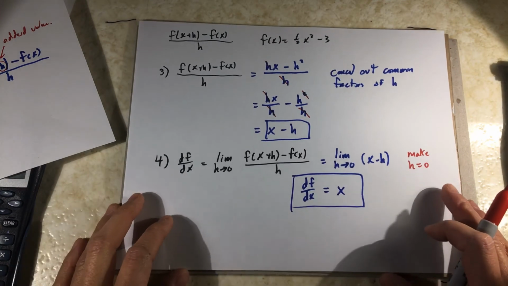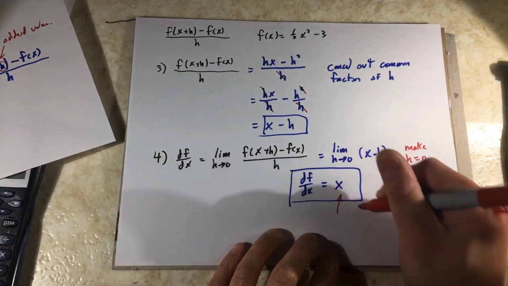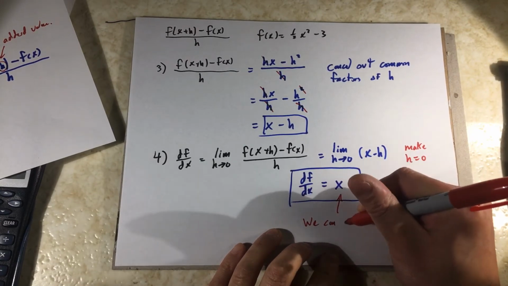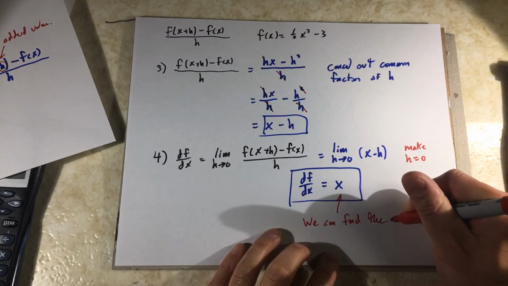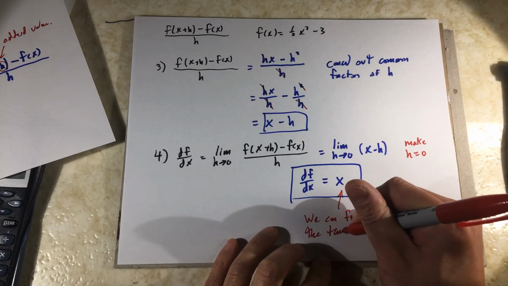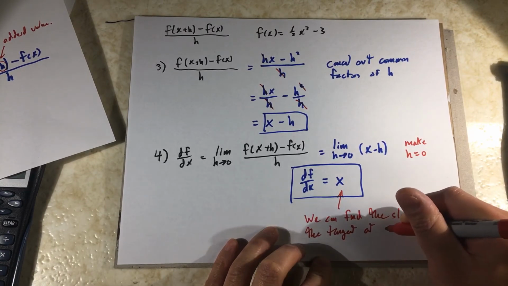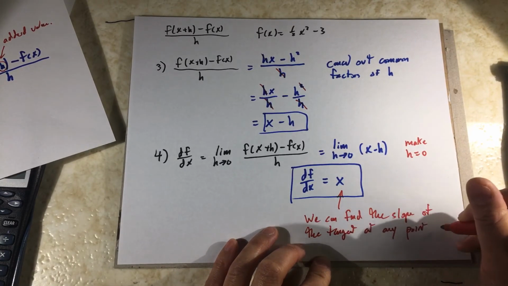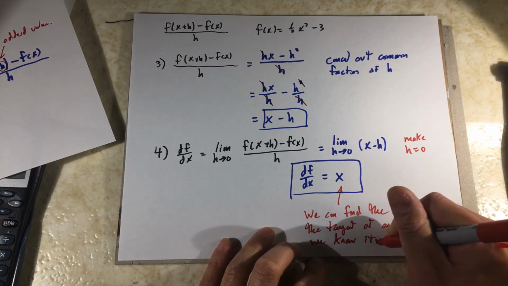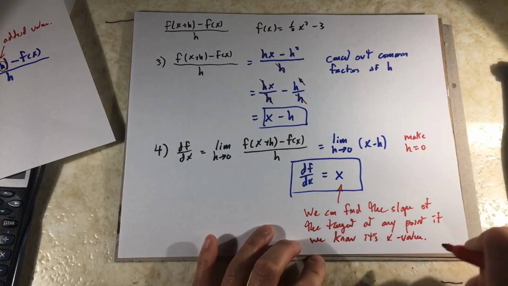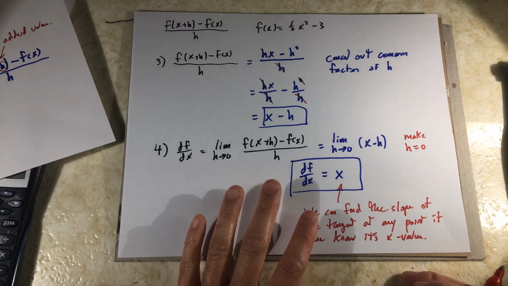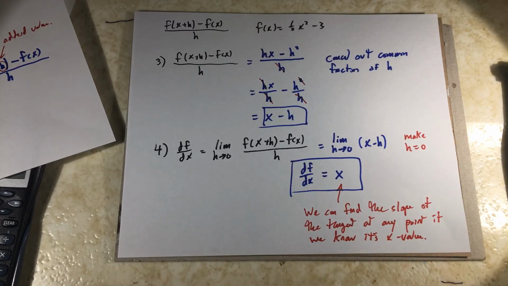All right, so let me point out one other thing before I get to that. Is that for this value, we can find the slope of the tangent at any point if we know its x value. All right, so that's really the key to doing this symbolically: you get an equation for the derivative rather than finding the derivative at a single point.